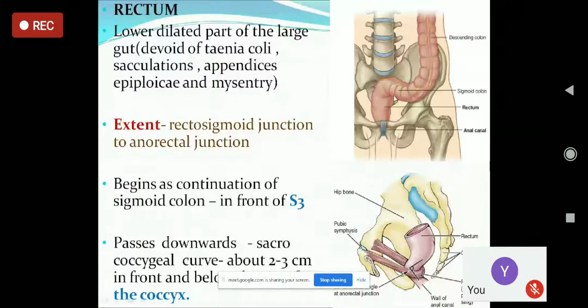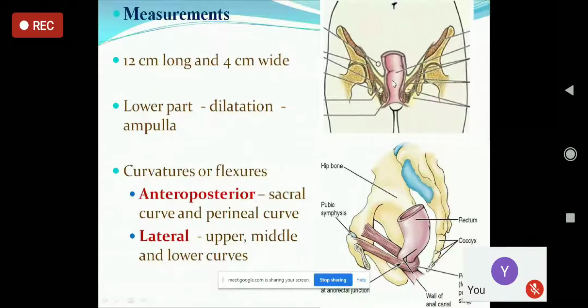So this is the rectum and its position. It measures 12 centimeter long and 4 centimeter wide. In the lower part, it has a dilatation known as the rectal ampulla. It has two curvatures, anteroposterior and lateral. In the anteroposterior curvature, you are getting this sacral curve and this perineal curve.